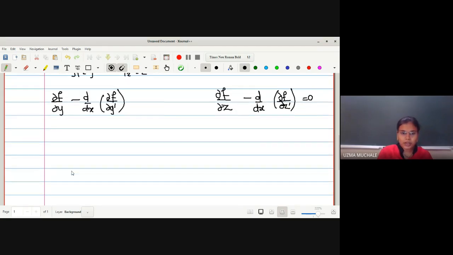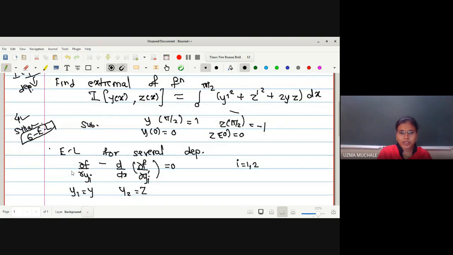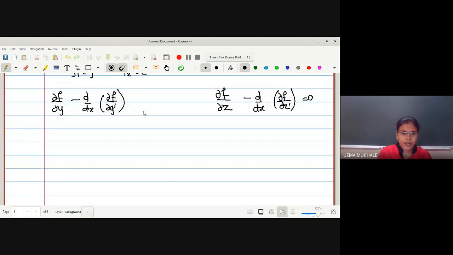Okay, so what is your function f? In this case, the integrand f is equal to y dash square plus z dash square plus 2 times yz. Now we have to differentiate f with respect to y. There is no term of y in the first two terms, so it will be 0. After differentiating the last term with respect to y, it will be simply 2 times z, as we are differentiating partially, so z will be treated as a constant.